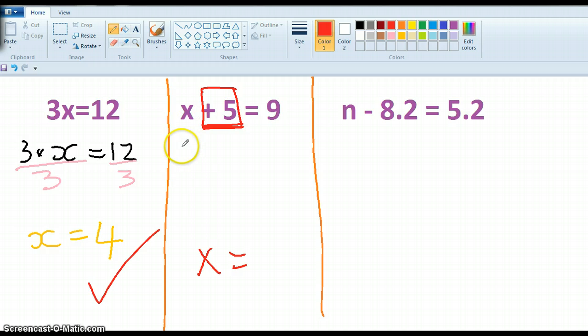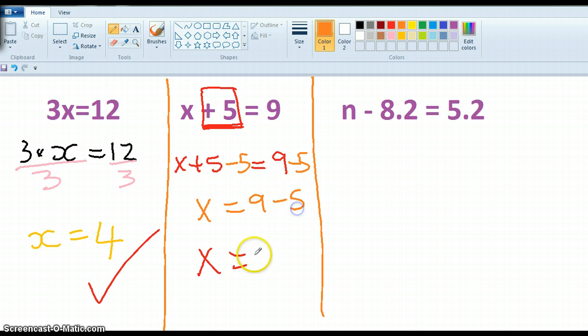Take away 5. So we're going to have x plus 5 equals 9. And we're going to take away 5 from both sides, because whatever you do to one side, you do to the other side so they remain equal. So 5 minus 5 is 0. So x equals 9 minus 5, which is 4.